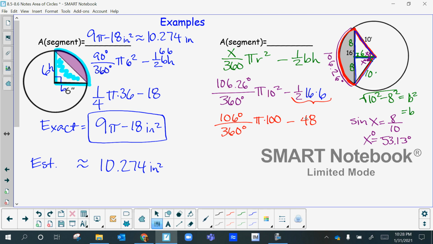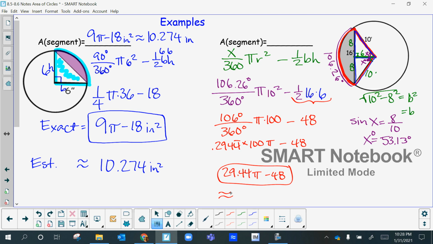So let's simplify 106 divided by 360, which is not a pretty number. It's 0.2944 repeating. I'm going to hit times 100 times pi and then minus the 48. So I'm going to hit times 100, which is about 29.44 pi minus 48. So this is one way to leave your answer, okay? But this is still an estimate because we ended up rounding that right there. So we probably should not stop there. We should give the final answer in estimate form.